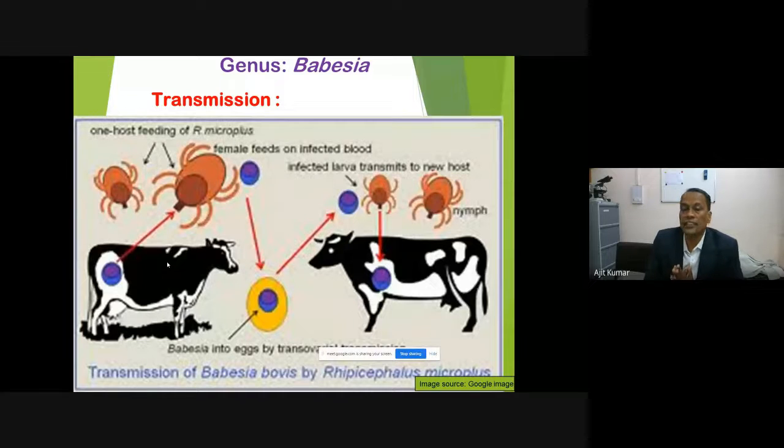Some ticks are three host ticks, meaning three animals are required: the larva requires one cattle, the nymph requires a different cattle, and the adult requires another different cattle to complete their life cycle. Hyalomma and Amblyomma are three host ticks, whereas Boophilus microplus, recently renamed Rhipicephalus microplus, is a one host tick. So in comparison to three host ticks, we can easily control the one host tick, Boophilus microplus, because it completes its life cycle on only one animal.